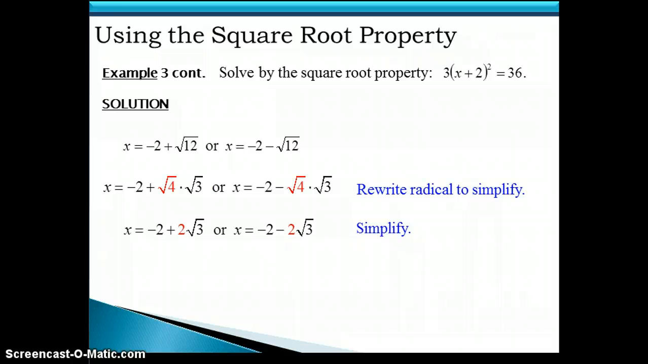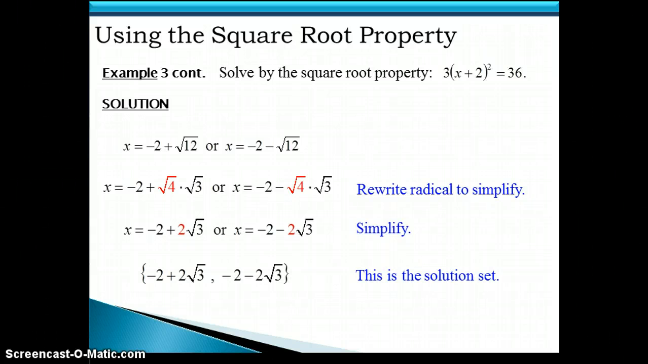One of them is negative 2 plus 2 square roots of 3. And notice that those terms cannot be combined because they're not like radicals. Negative 2 is a constant without a radical on it. And then the 2 square root of 3 is a radical term, and so we can't combine those any further. And then our other solution is x equals negative 2 minus 2 square roots of 3.